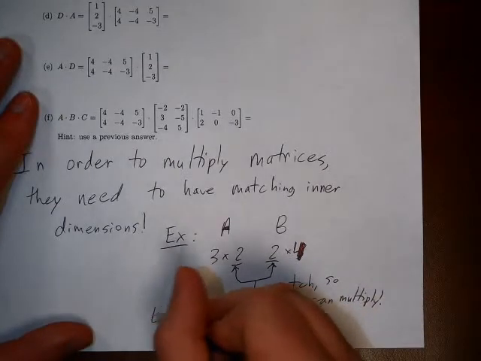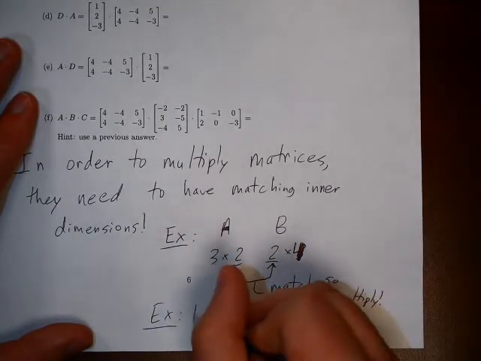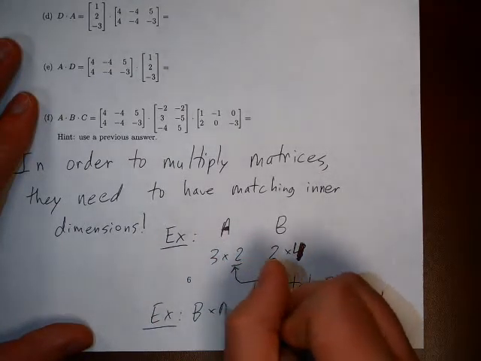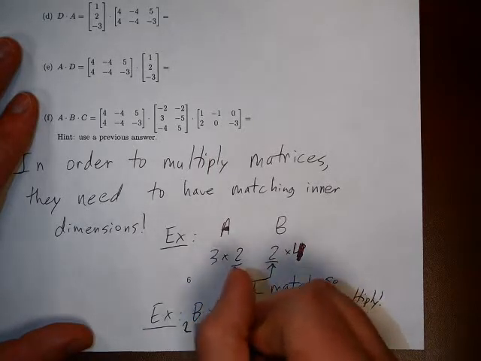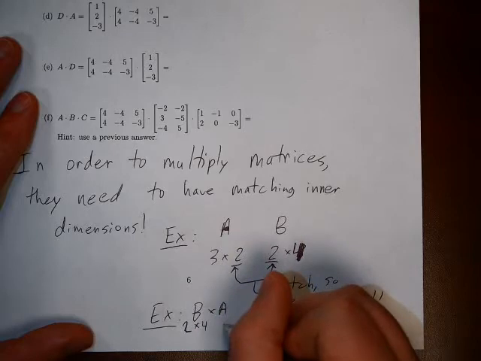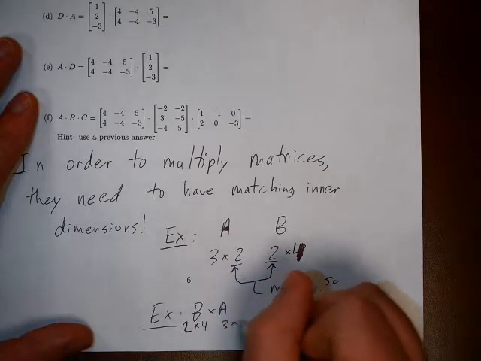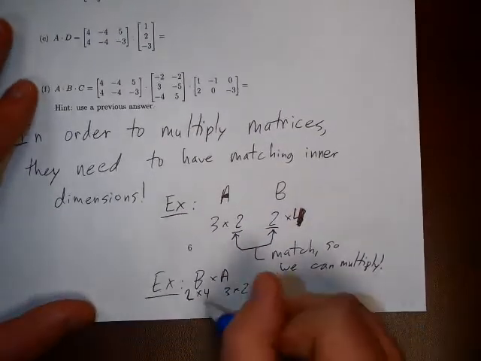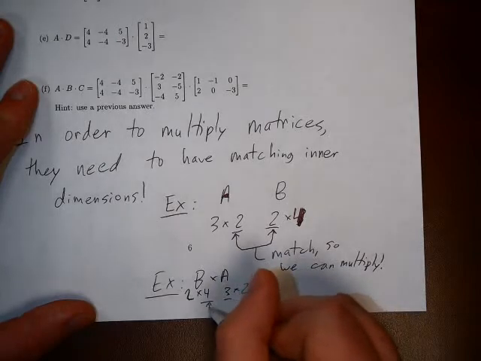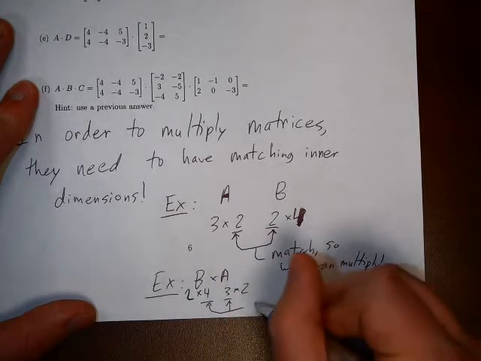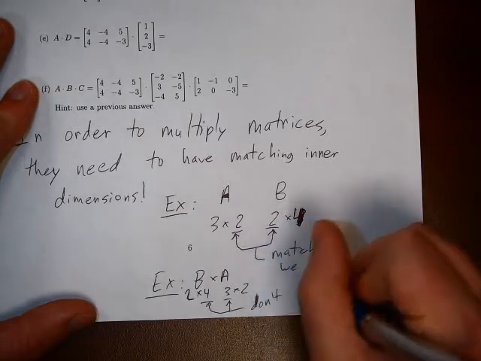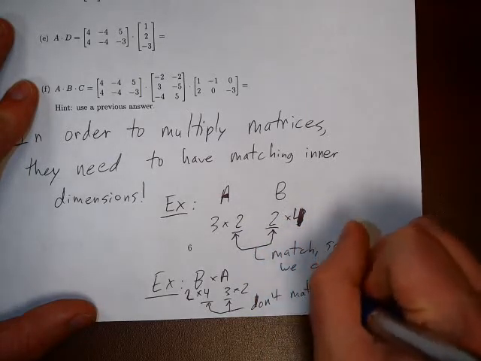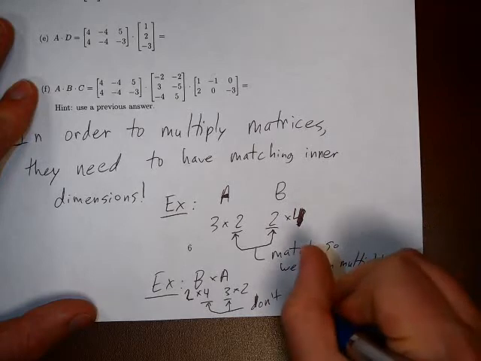However, if we took these same matrices, B times A, we would have a 2 by 4 matrix that we're trying to multiply by a 3 by 2 matrix. And so in this case, these don't match. So we can't multiply.